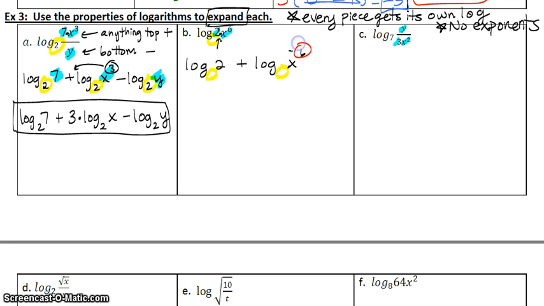Last but not least in this problem though, I need to move that exponent to the front. So I got 6 times log of x and then log of 2, and that is it for my final answer.